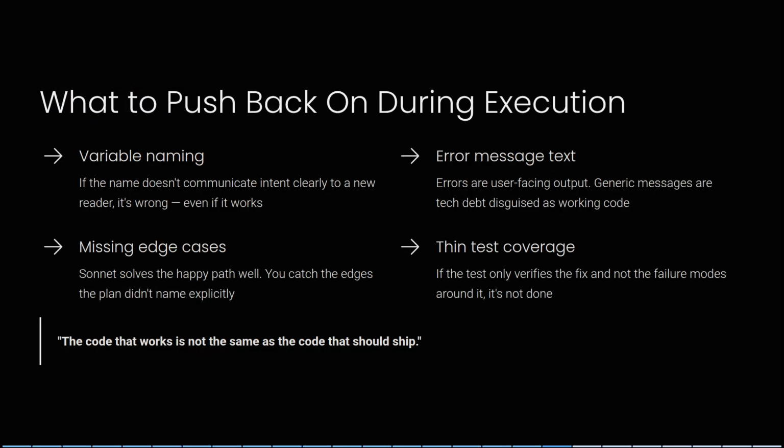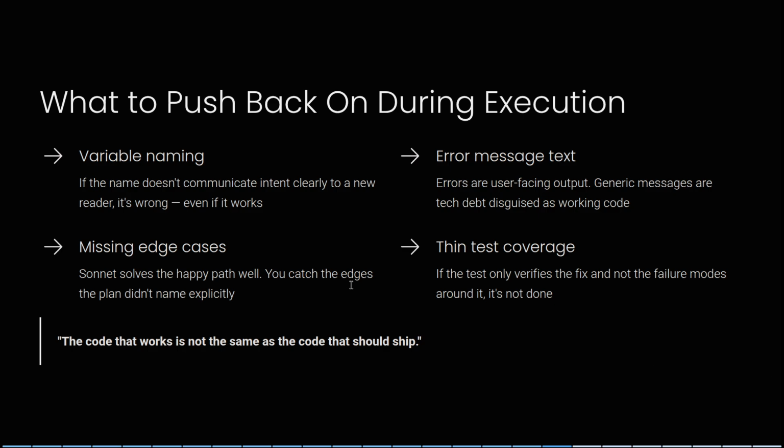What to push back on during execution, right? Any variable naming that comes up as a change, if the name doesn't communicate that clear intent to the reader, it's wrong, even if it works. Error messaging text. Errors are user facing output. So generic messages are tech debt disguised as working code. You need to take error handling seriously.